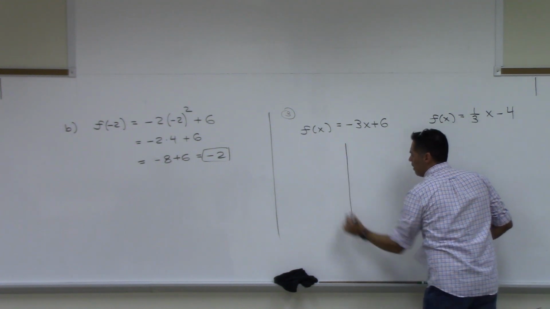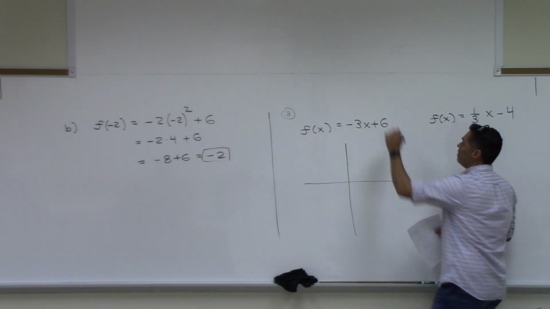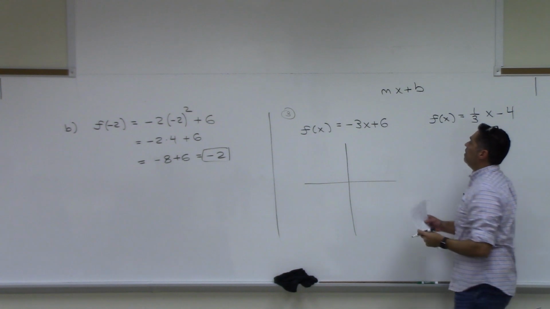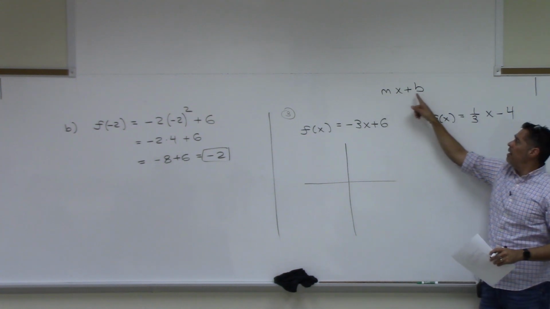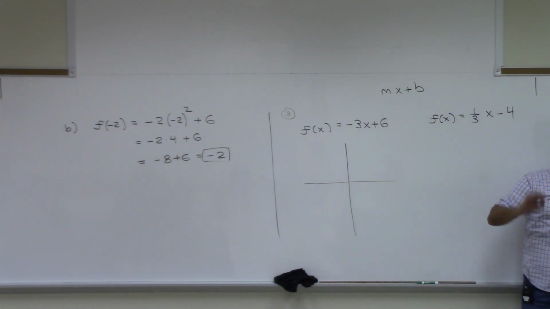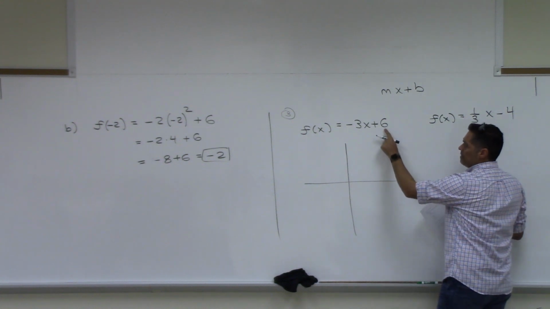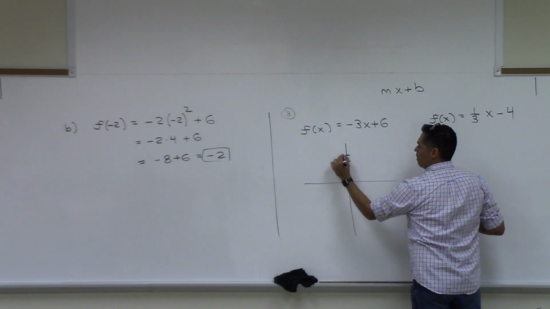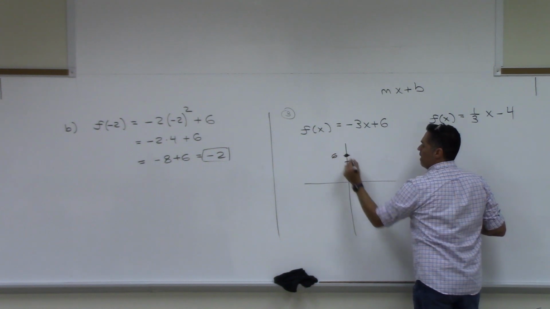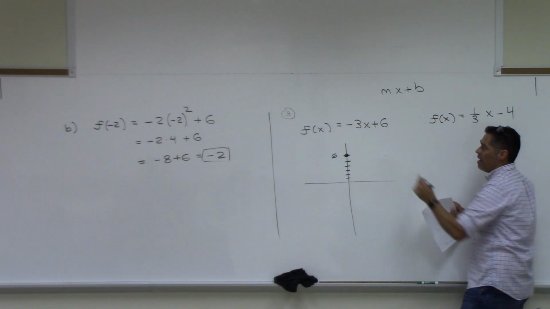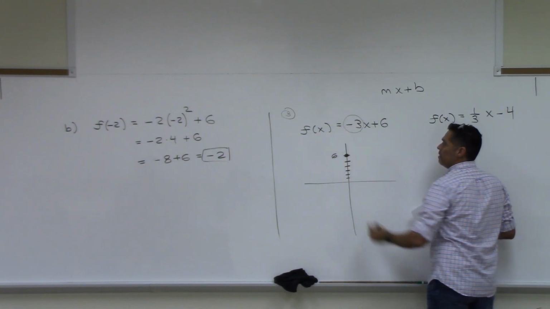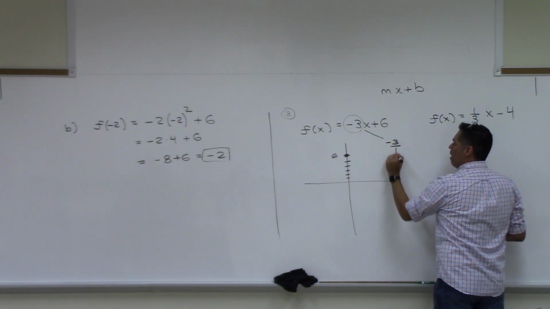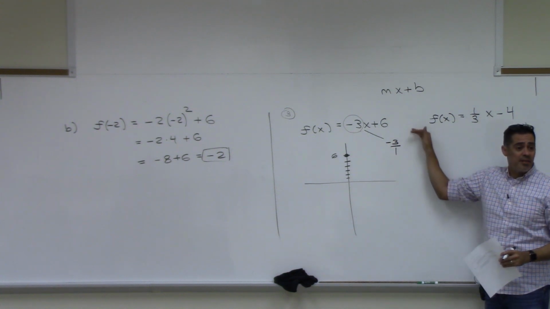So what you have to remember is that when you have a line, all lines look like mx plus b, right? So the m is the slope of the line, and the b is the y-intercept. So this tells me that at 6 on the y-axis, up 6, I have a point on my line, and then to get to another point on that line, I use this slope, negative 3. And we look at negative 3 as a fraction, negative 3 over 1, so that we can determine what the rise and the run is.